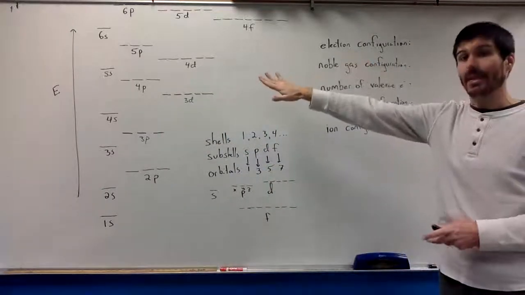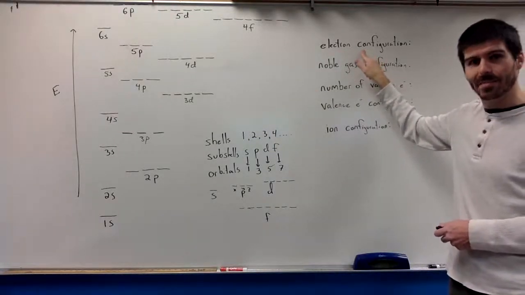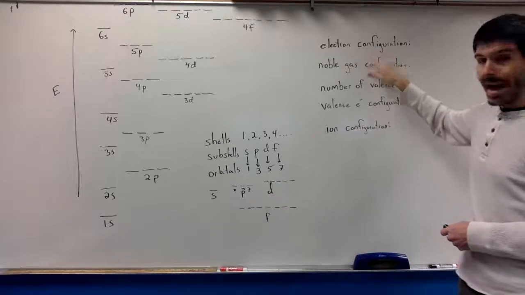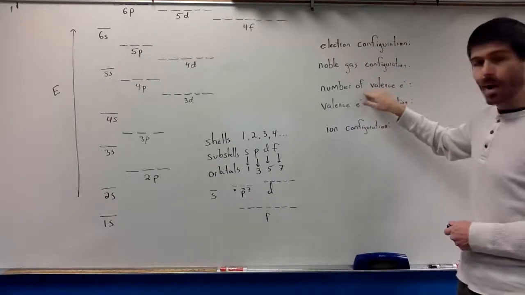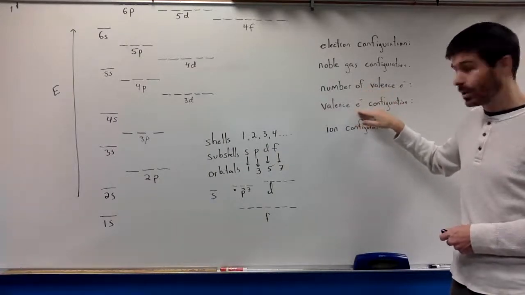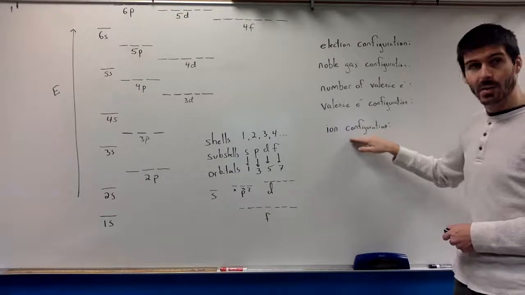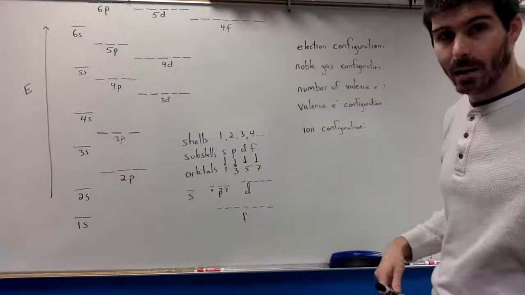We can shorten that with the electron configuration, which still gets a little tedious. Shorten that with a noble gas configuration. We could count the number of valence electrons, and we can actually give a valence electron configuration. And then if we have ions, we can actually start to make sense out of certain ions and why they are the way they are.